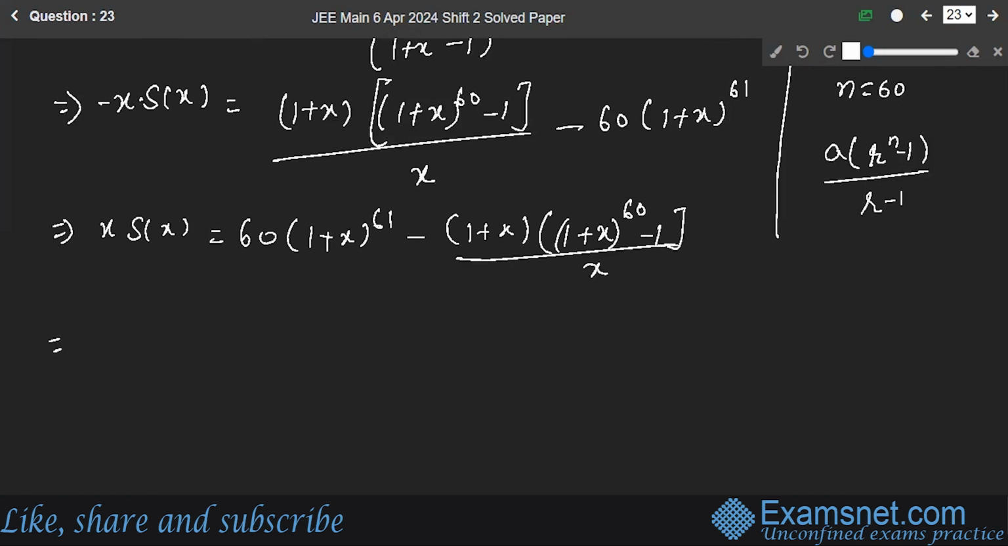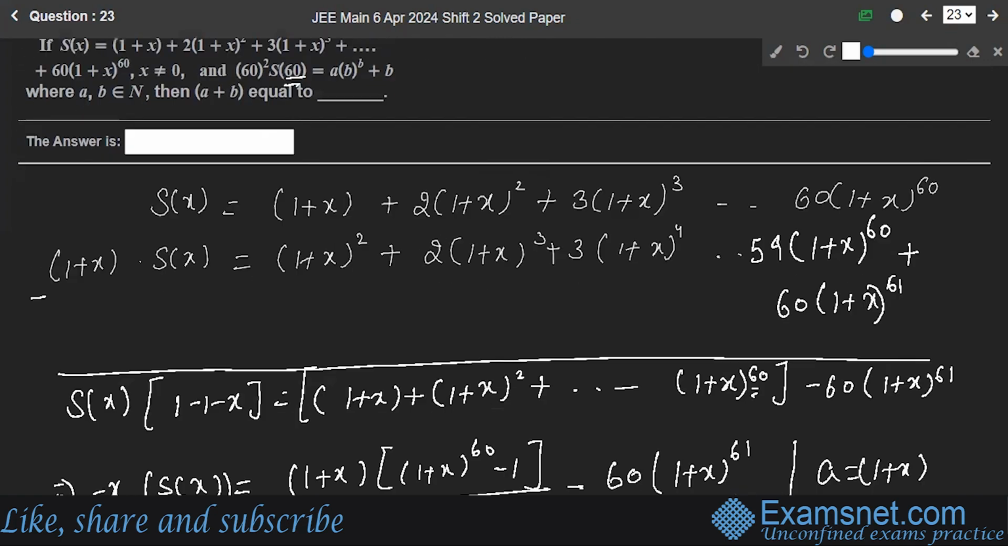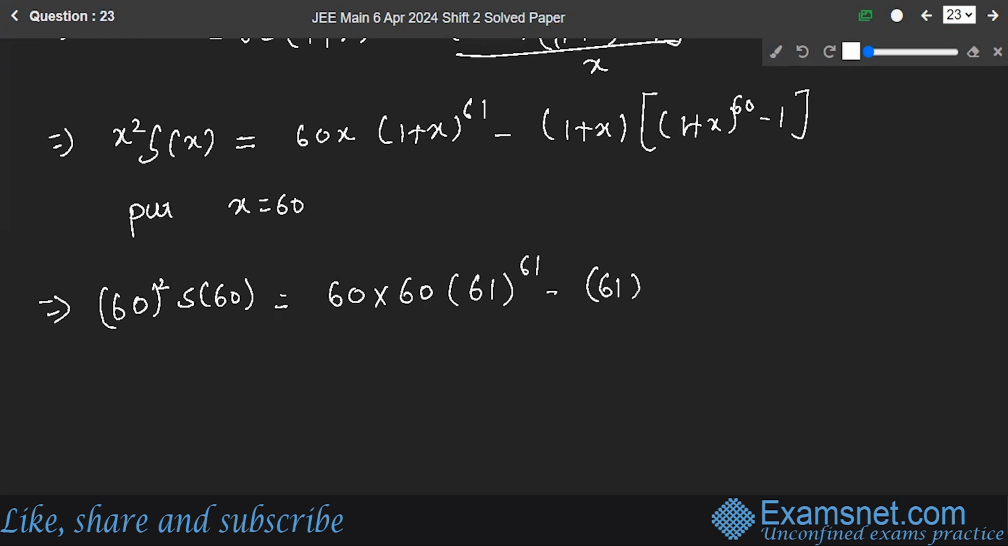Let's multiply both sides by x. You will have x squared into Sx equal to 60 into (1 plus x) raised to power 61, minus (1 plus x) raised to power 60, minus 1. Now, according to the question, let's put x equal to 60. You will have 60 squared into S60 equal to 60 into 61 raised to power 61, minus 61 into (61 raised to power 60 minus 1).